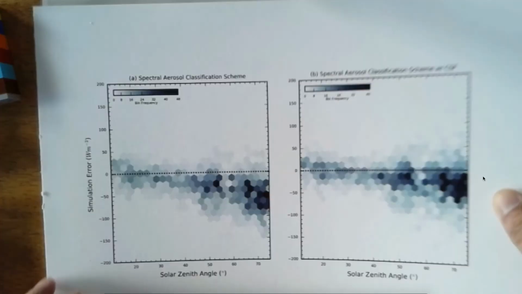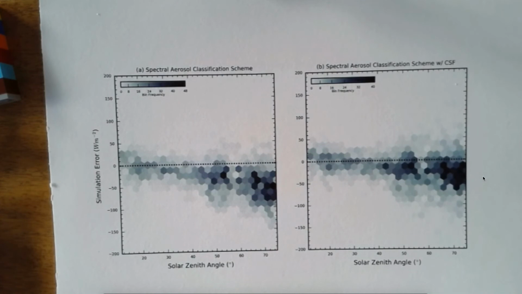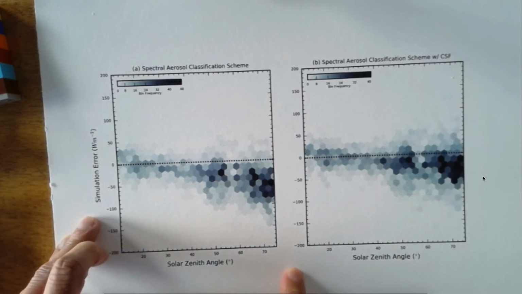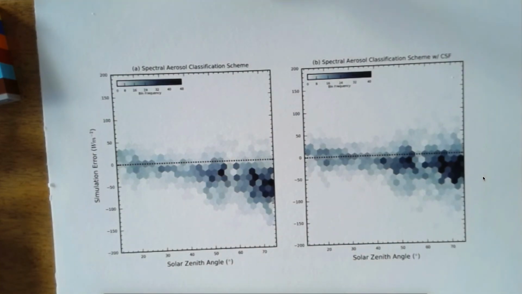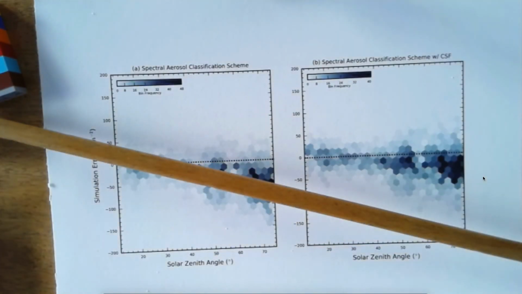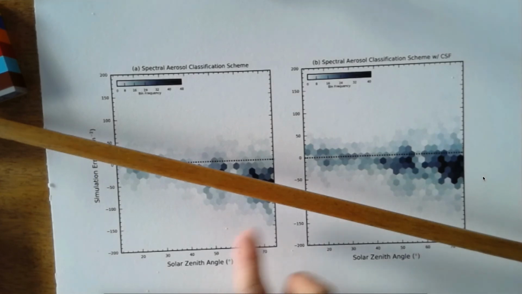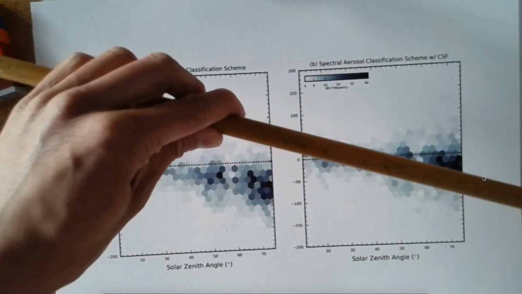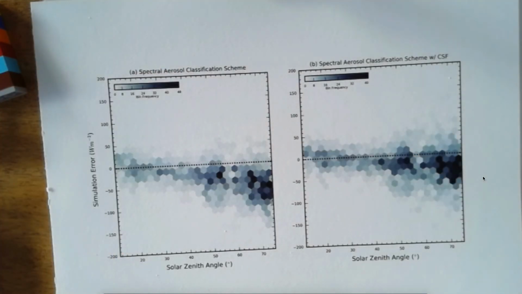Just to show you a few more plots. We're talking about the circumsolar factor here. This is showing the distribution of error before we add the circumsolar factor and after we add it, plotted against the zenith angle. You can see that before we added the circumsolar factor, there is more bias for higher solar zenith angle, and that has been reduced when we included the circumsolar contribution in our estimation scheme.